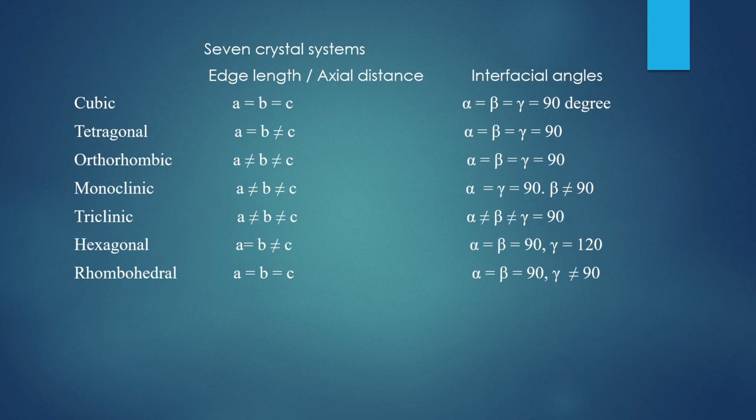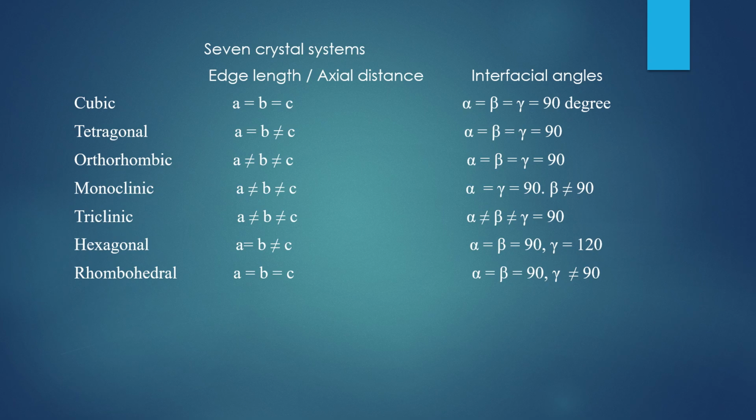There are 7 crystal systems based on edge length or axial distance and interfacial angle. Axial distance refers to the length of the unit cell edges along the 3 crystallographic axes, given by small a, b and c. It represents the distance between two parallel planes of atoms along each axis. Axial distances are important in describing the dimensions of the unit cell, which is the smallest repeating unit of the crystal.